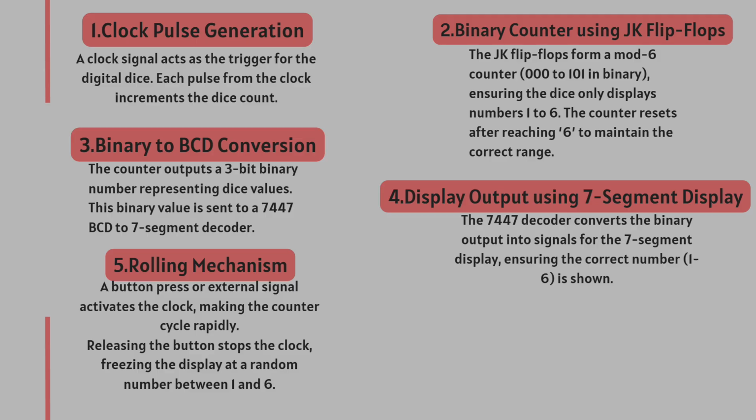Fourth, display output using 7-segment display. The 7447 decoder converts the binary output into signal for the 7-segment display, ensuring the correct number 1 until 6 is shown. The fifth is rolling mechanism. A button press or external signal activated the clock, making the counter cycle rapidly. Releasing the button stop the clock, freezing the display at a random number between 1 and 6.